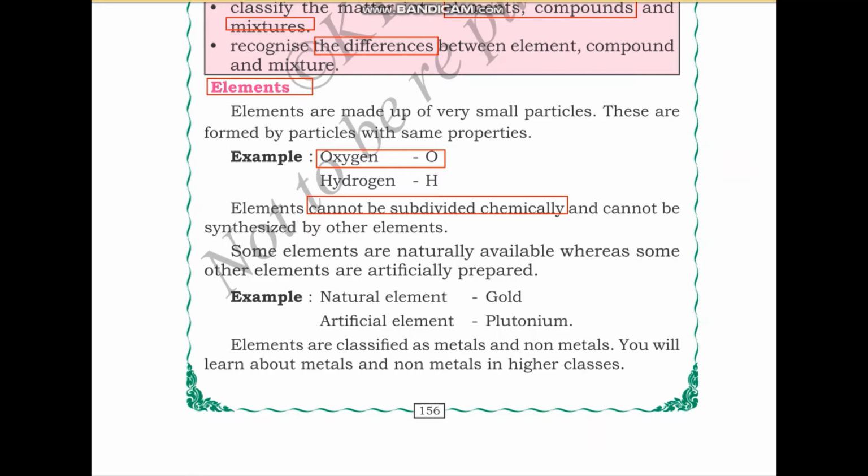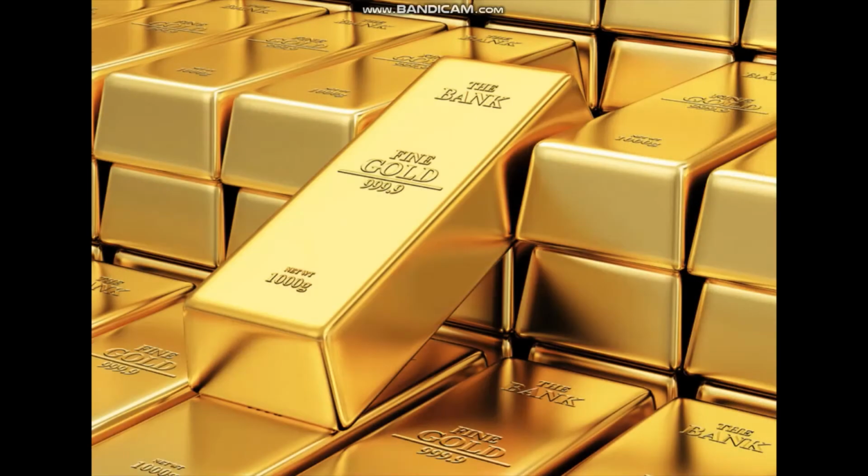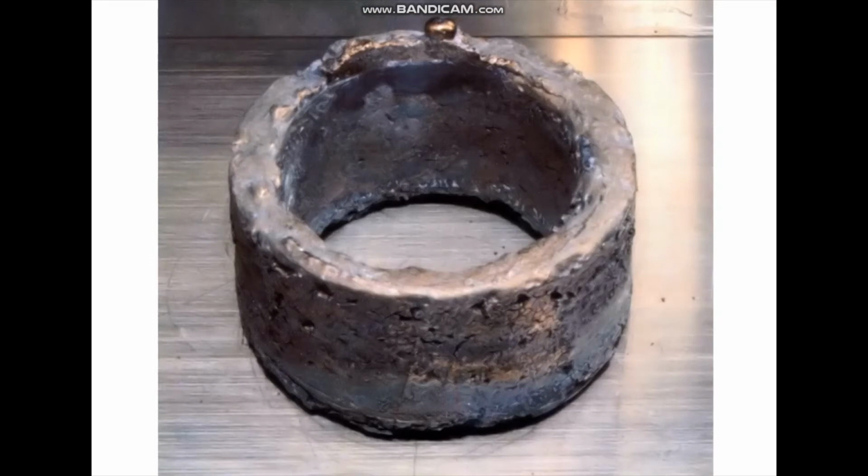Some elements are naturally available while some others are prepared artificially. An example of a natural element is gold and an artificial element is plutonium. I will show you pictures of gold and plutonium. This is a picture of gold, and this is plutonium. Plutonium is artificially prepared, whereas gold is naturally available.